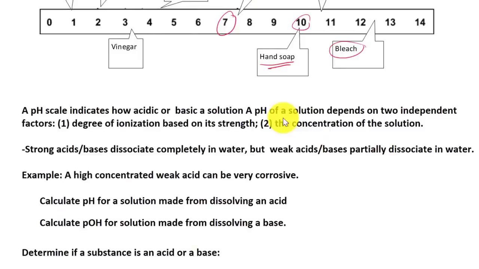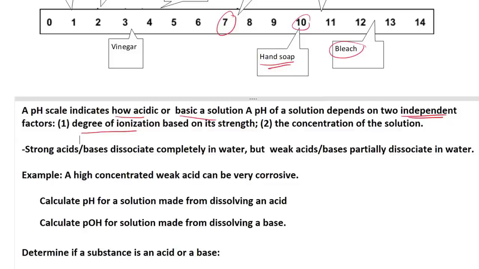Now, we learned that the pH scale indicates how acidic or basic a solution is. But the pH of a solution depends on two independent factors. They are not related to each other, okay? The first one is the degree of ionization, based on the strength of an acid, either strong or weak. And as we just observed, a weak acid would dissociate very little.